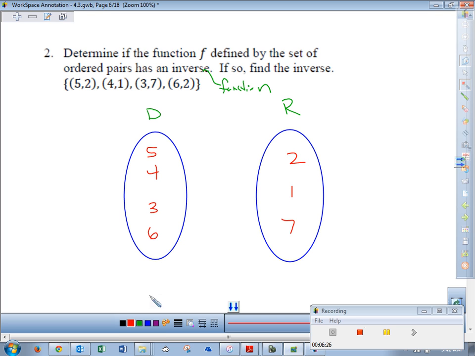Then map them. 5 maps to 2 based on that ordered pair. 5 and 2 are partners. Right? 4 and 1. 3 and 7. 6 and 2. Cool? Is the inverse of this guy going to be a function? How do you know? This should be one-to-one. Is he one-to-one? No. So we'll say the inverse is not a function.